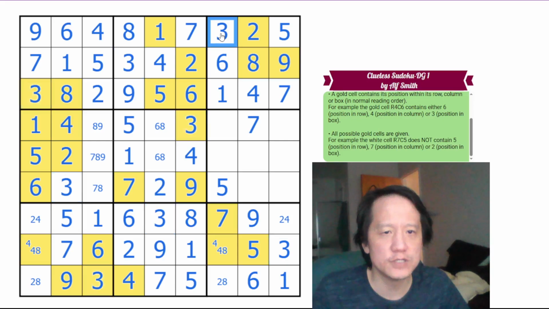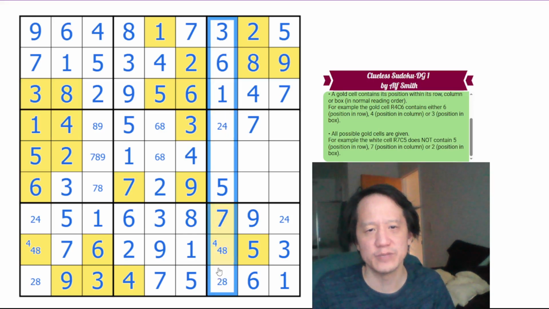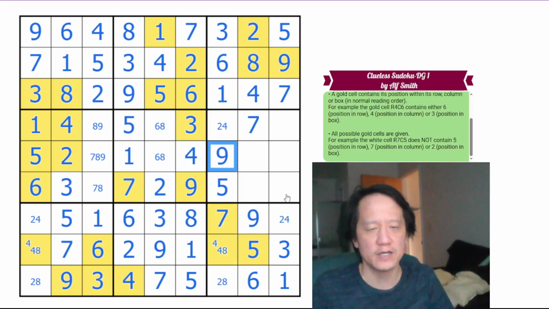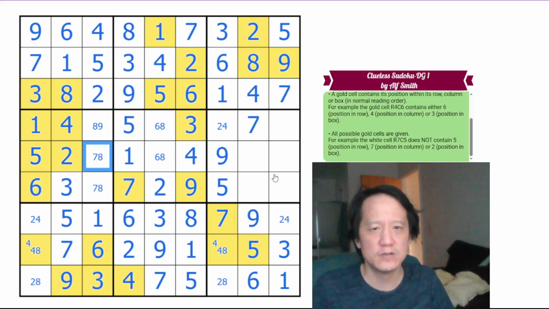What are digits in the upper left box? We have 1, 3, 5, 6, 7, 8, and 9, so this is also 2 or 4. We have a 2, 4, 8 triplet in column 7, which eliminates 2, 4, and 8 in the rest of the column. Therefore, this must be a 9. That eliminates 9 from this cell.